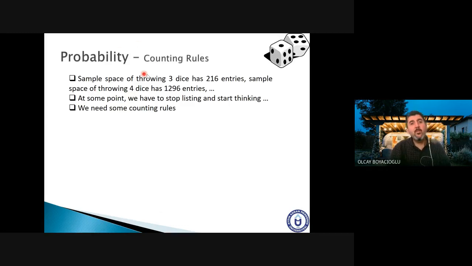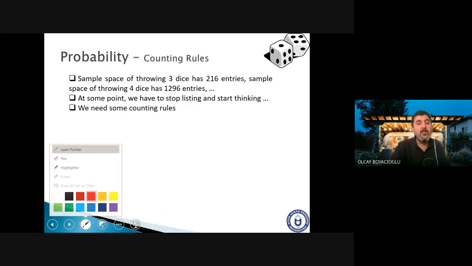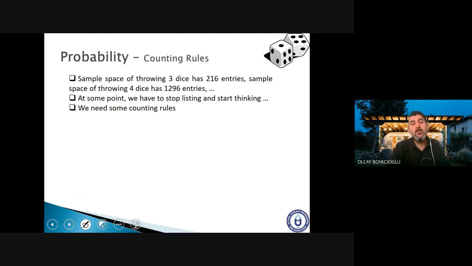The counting rules. Sample space of throwing 3 dice has 216 entries. Let's start with the first one now. If we throw 1 die, how many options are available?